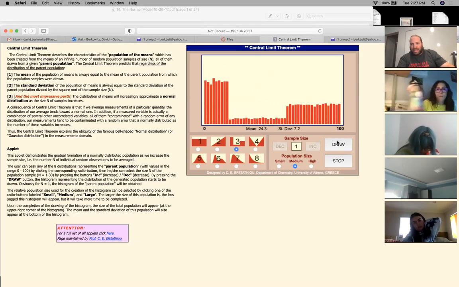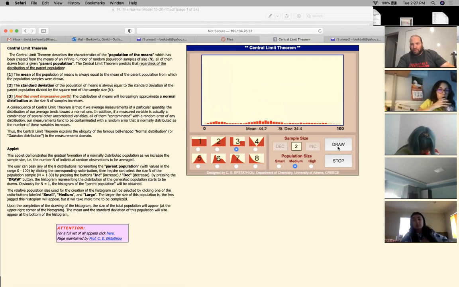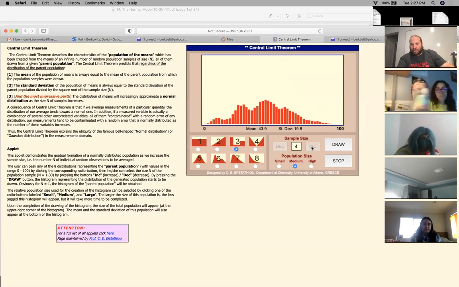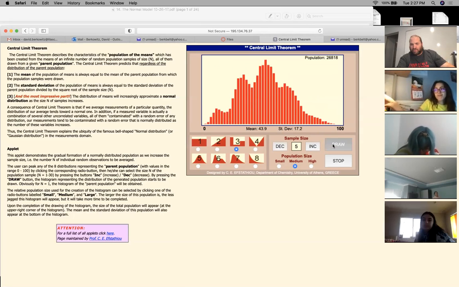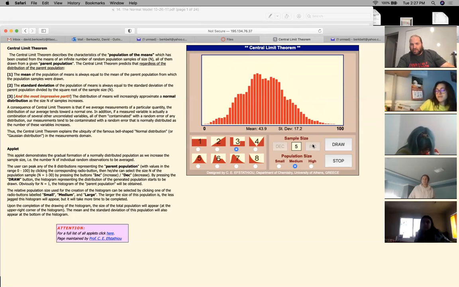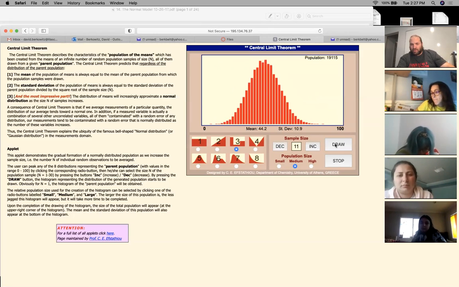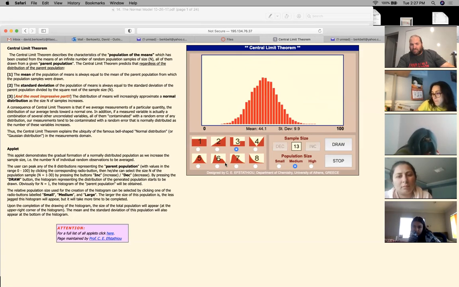Here's one that's very not normal looking, correct? Sample size 2, sample size 3, sample size 4, sample size 5, skip to 10. What do we see? What's happening? It's becoming normal. Doesn't make a difference what the initial shape is.